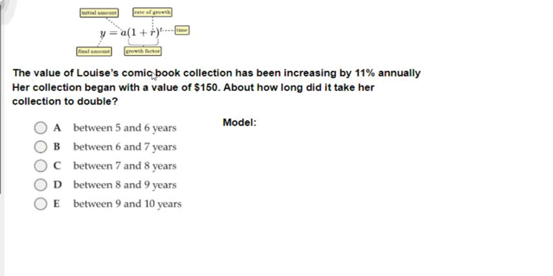It says the value of Louise's comic book collection has been increasing by 11% annually. Her collection began with a value of $150. Then they ask about how long it took her collection to double. So they're giving us three pieces of information here, even though it only looks like two. They're telling us the rate of growth, so that's going to be our R, and that's 0.11, which is how we would write 11%. They're telling us A, our initial amount.